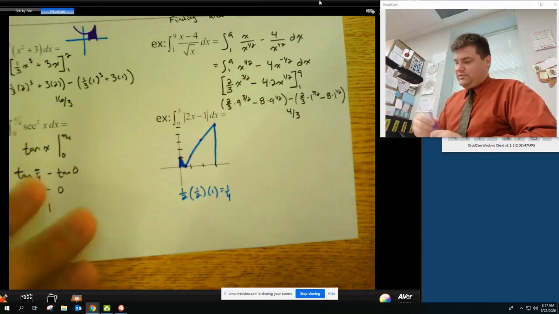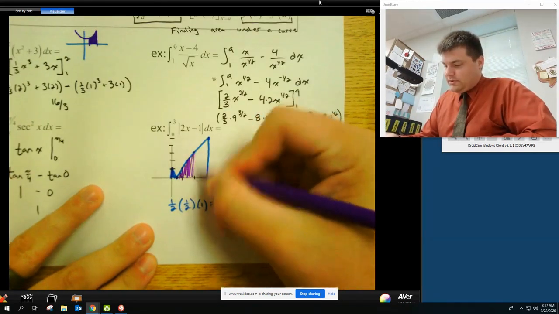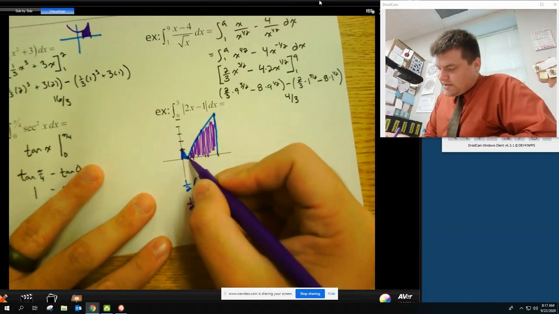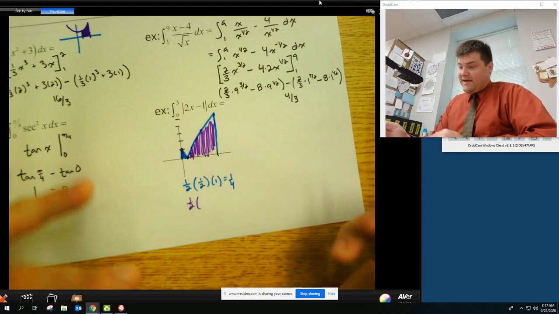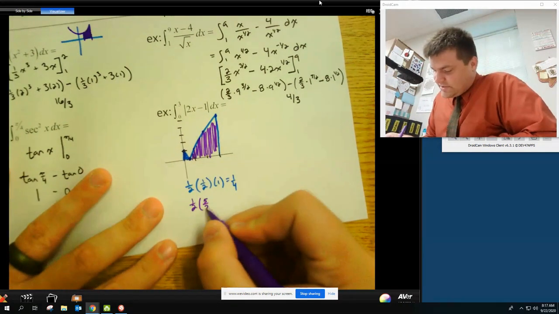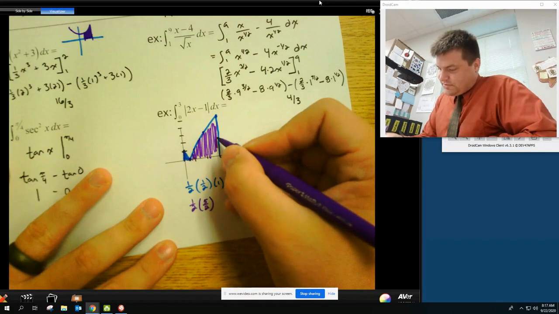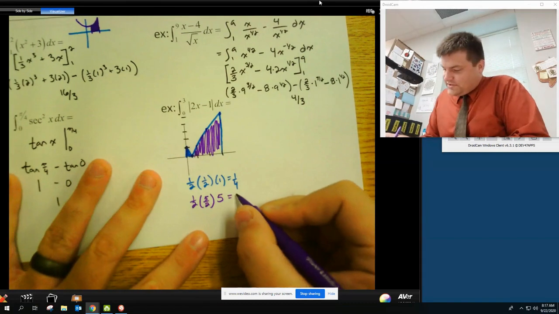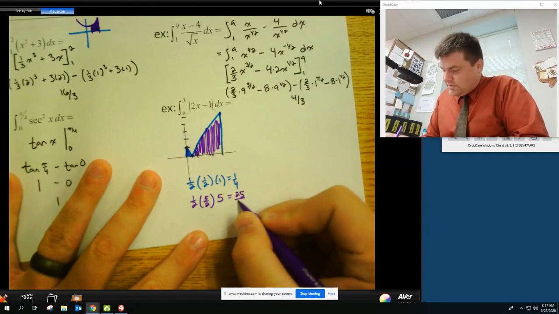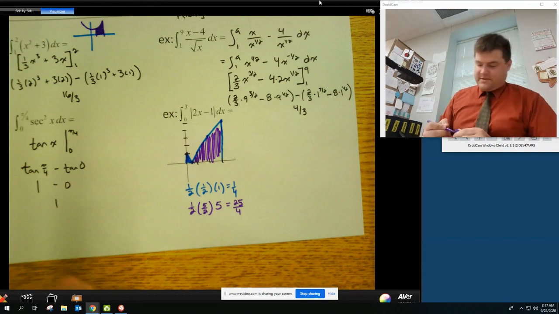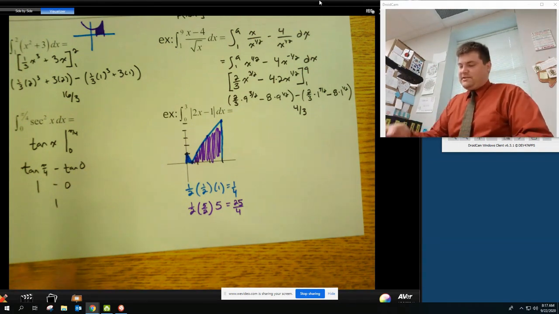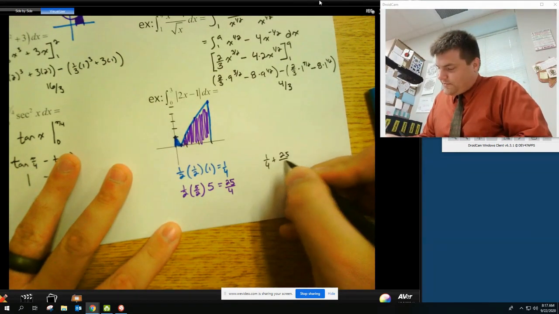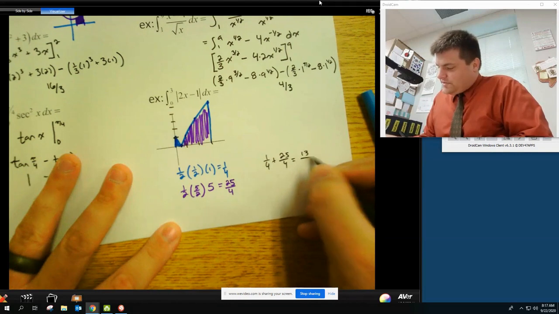And then for the bigger one, I'll show this one in purple. That's going to be 1/2 times the base, which is actually 2.5. So that's 5 halves. And then the height is 1, 2, 3, 4, 5, which is going to give me 25/4. So all I'm going to do is add these two together to get my total area, which is 1/4 plus 25/4, which is 13 halves.